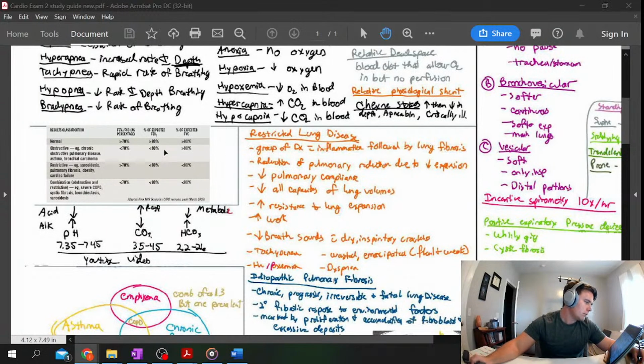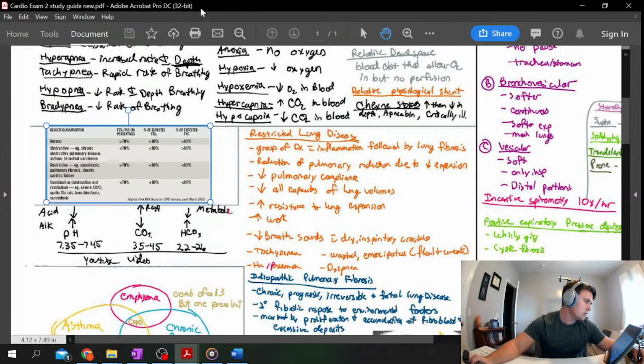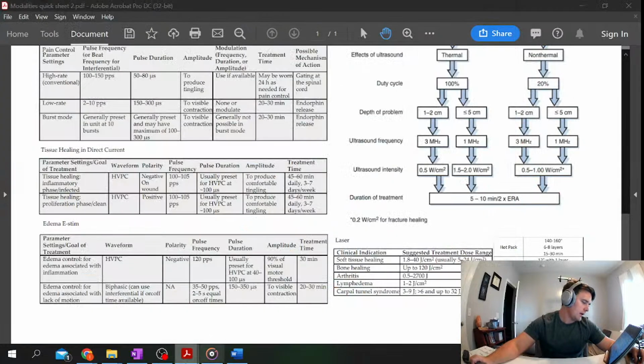So I need to write these right here. Gotta remember those.